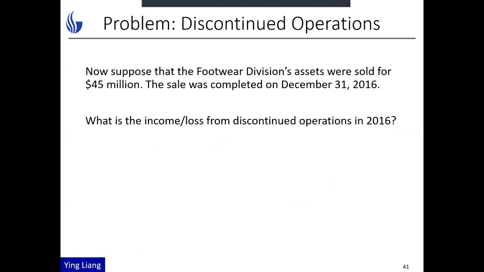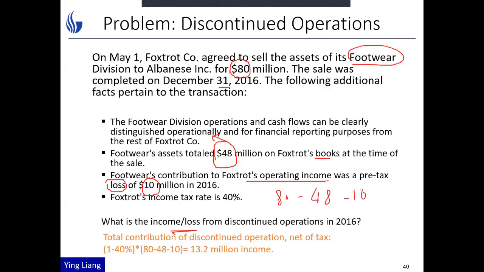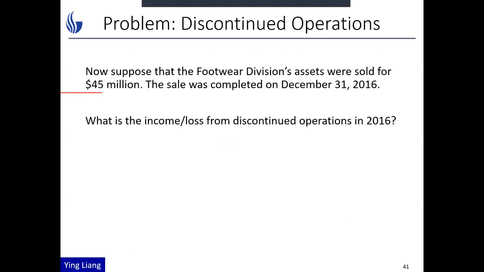Second, suppose that the footwear division's assets were sold for $45 million. So instead of 80 here, we sold at 45. Well, the asset is 48 on the books, and now you only sold it for 45. There's a loss on sale, and the loss is negative $3 million.